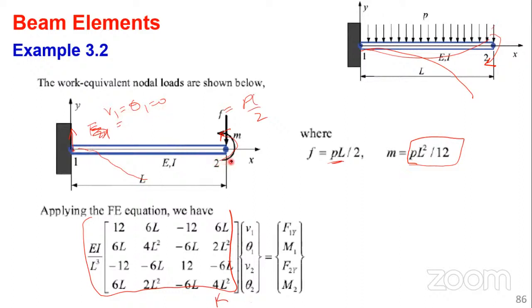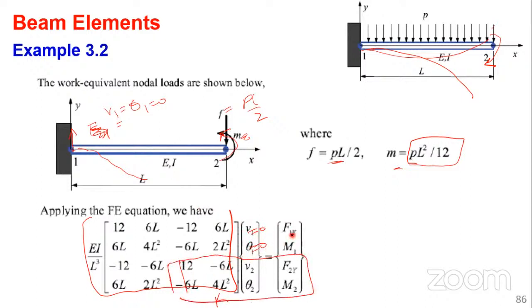Then M2, because this is the moment applied here, we have already determined it here. Then F2y, you know this is acting downward, so it will be negative F. So by substituting, this is equal to 0, this is equal to 0, you will only be left with this part.